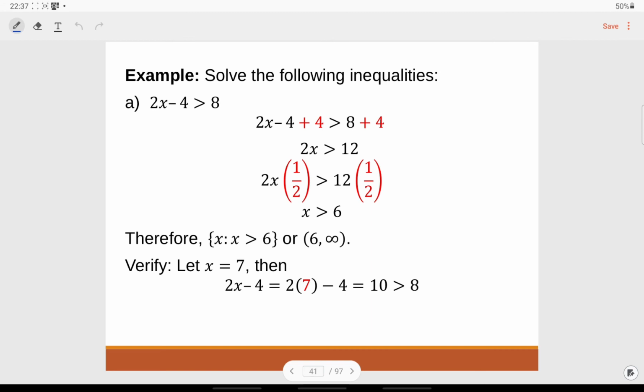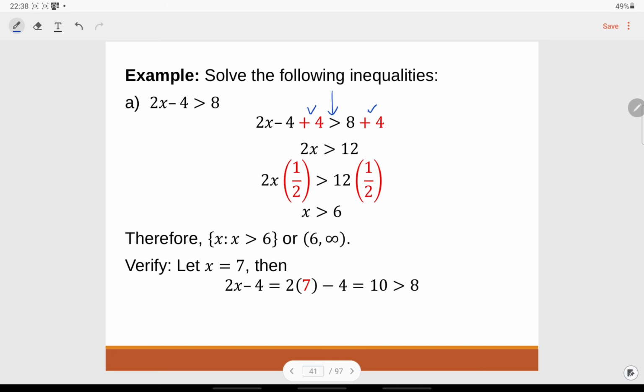Okay, first of all, we have 2x minus 4 greater than 8. So our first step is to eliminate negative 4. How to eliminate that one? That means we want to make it 0. To make it 0, we need to add 4 to negative 4. In order to keep this inequality true, we need to put plus 4 at both sides. According to the inequality property, this sign remains in the same direction.